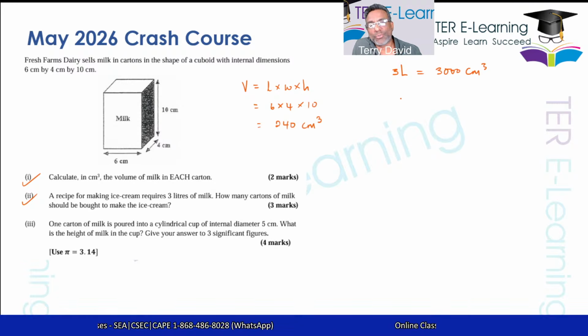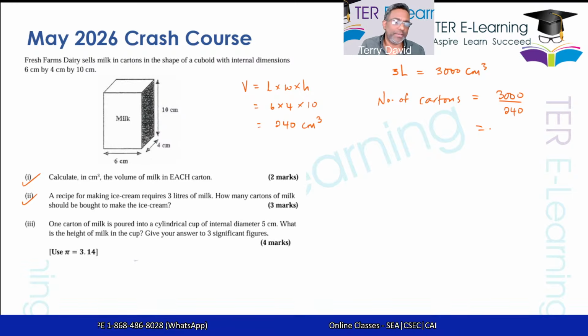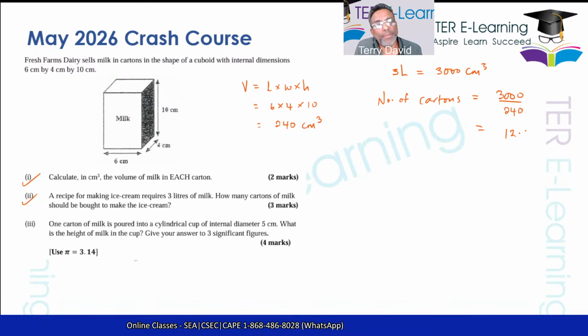Now, you want to know how many cartons of milk. So the number of cartons of milk is simply going to be, we have to take 3000, and we have to divide that by 240 here. So in this case, we're going to get 3000 divided by 240, and you're going to get 12.5. Now the thing is, you can't buy half a pack of milk. So in this case, the number of cartons, we're going to approximate that, and we're going to say 13. So when you get questions like these, you have to make certain assumptions.